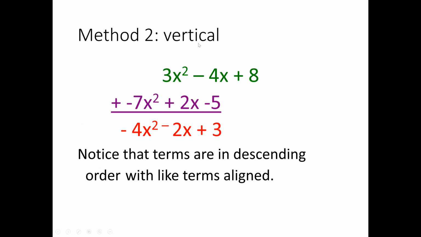So this is method 2, vertical. You can see that I arrange the same unit together. 3x squared minus 4x plus 8, then minus 7x squared, 2x, minus 5. Then we combine the like terms. 3x squared minus 7x squared will give me minus 4x squared. Minus 4x plus 2x will give me minus 2x. Plus 8 minus 5 will give me plus 3.